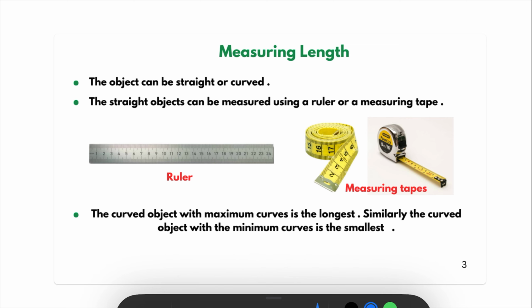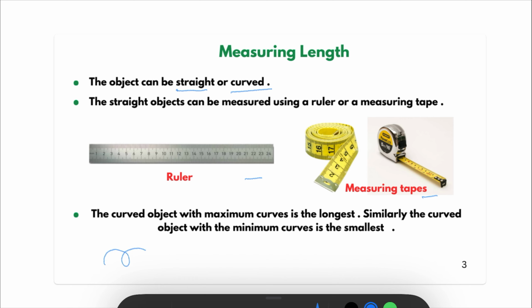Measuring length. The object can be straight or curved, isn't it? Some objects can be straight, some can be curved. The straight objects can be measured using a ruler or a measuring tape. The curved object with maximum curves is the longest. Similarly, the curved object with minimum curves is the smallest.